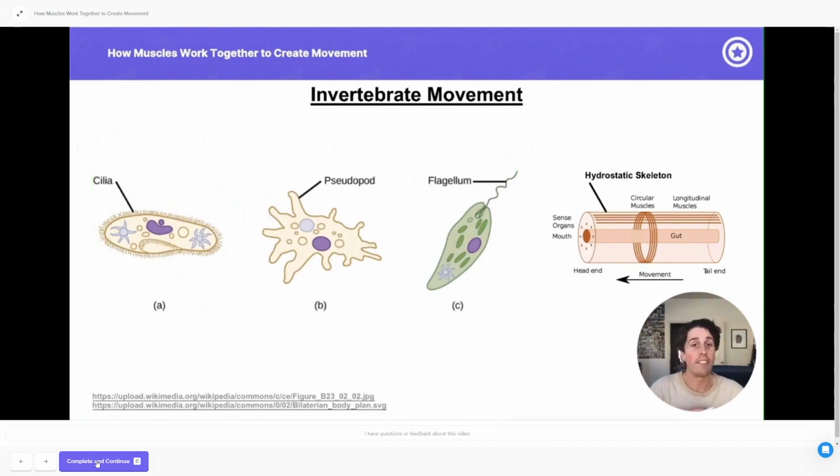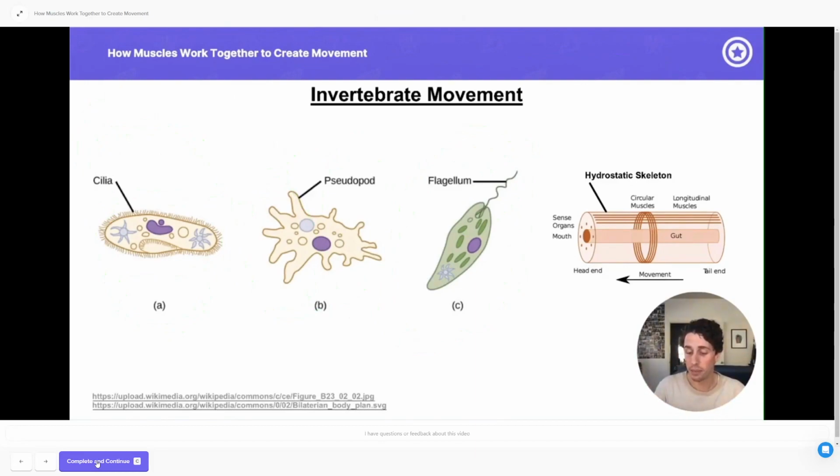Then we're also going to have amoebas. Amoebas are going to use pseudopods to help themselves move around. We can see these pseudopods extending out, and this is going to be how those amoebas move around. This is very different from how we as vertebrates move around, so it's kind of interesting to look at what other organisms do to move compared to us.